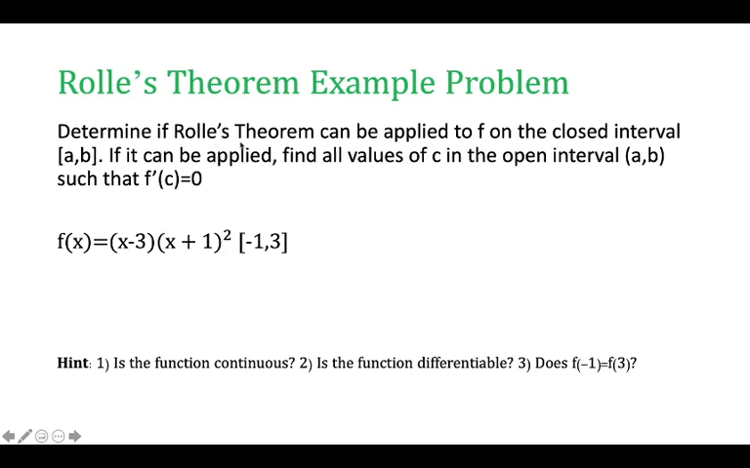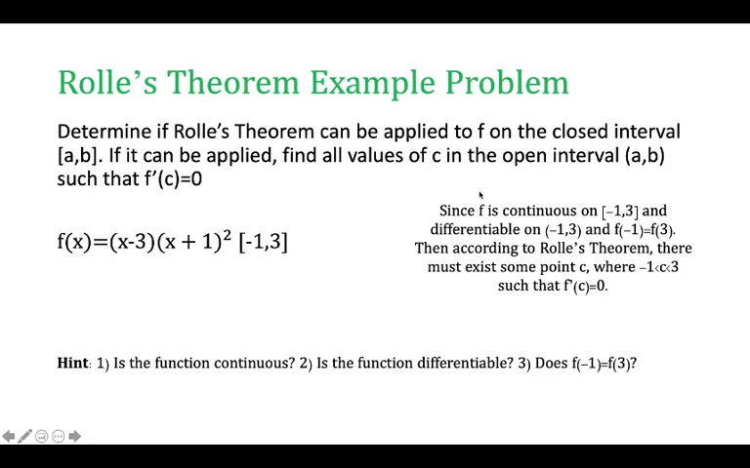So since we know Rolle's theorem can be applied, we have to determine if f of -1 equals f of 3. You can plug it into your calculator, but simply, if you plug in this a value, -1, -1 minus 3 is -4, and -1 plus 1 is 0. So f of -1 is 0. And then if you plug in 3, 3 minus 3 is 0, so 0 times anything is 0, so f of 3 is also 0. So f of -1 equals f of 3 because they're both 0.